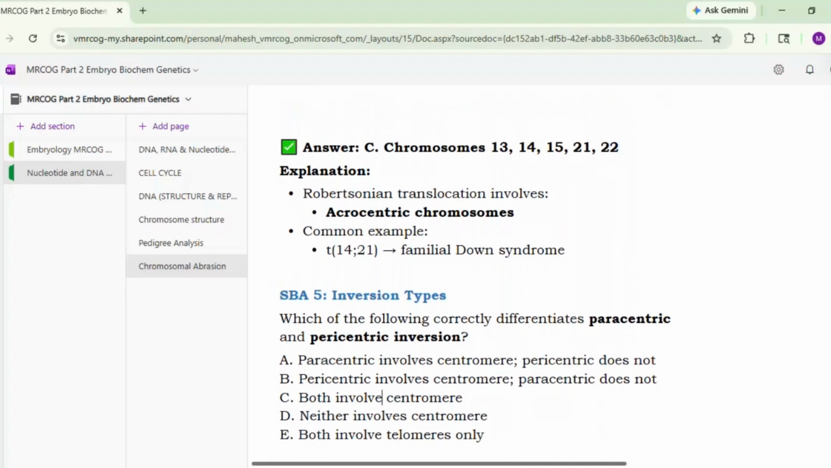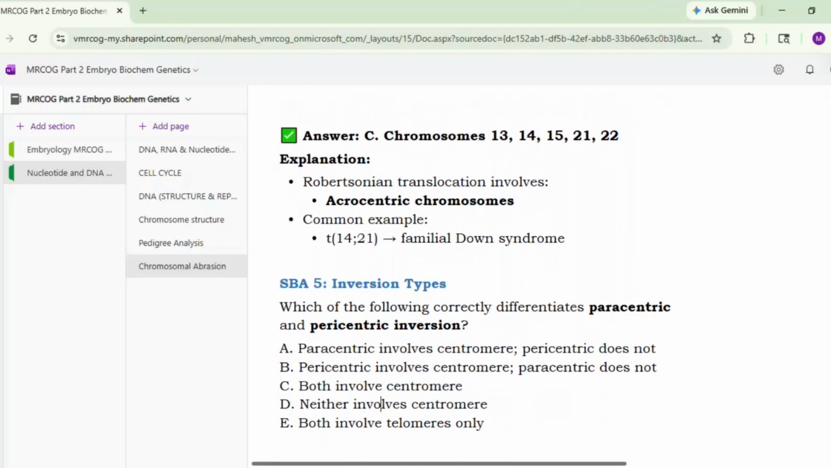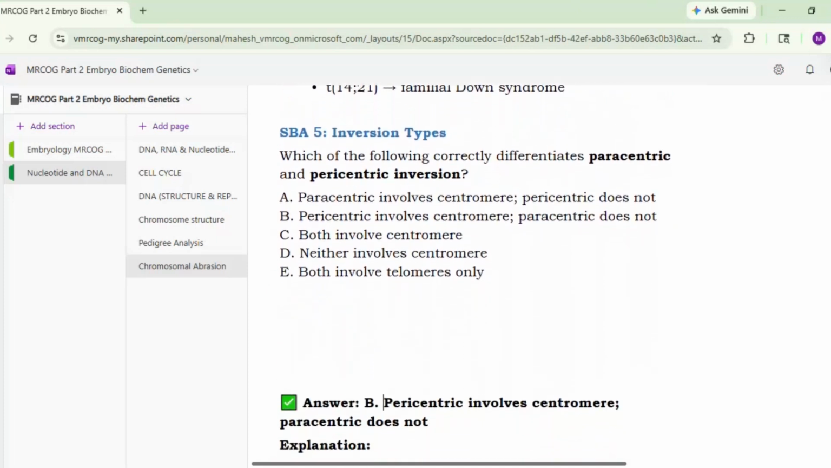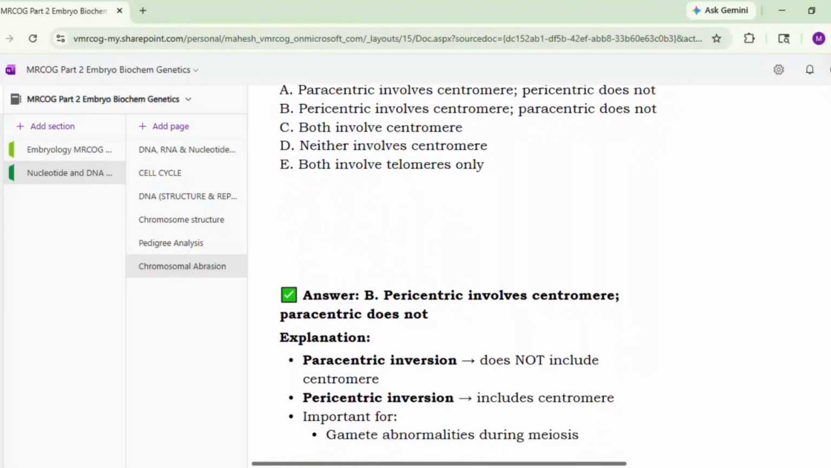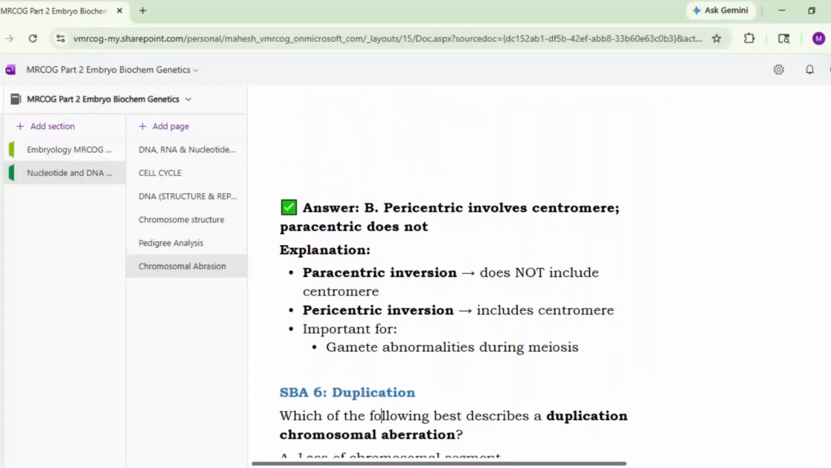Correct. So pericentric is around the centromere. It will involve the centromere, while paracentric is away from the centromere, so it does not involve it. So option B. Pericentric involves the centromere. Paracentric inversion does not include the centromere. Pericentric inversion includes the centromere. This is important for gamete abnormalities during meiosis. Next.